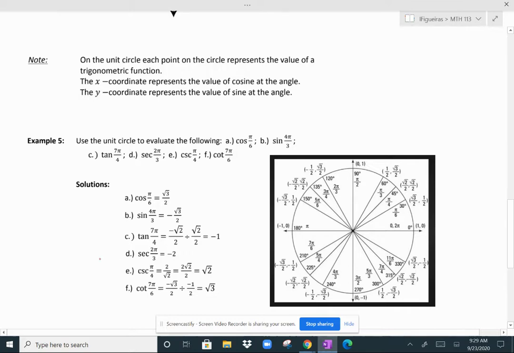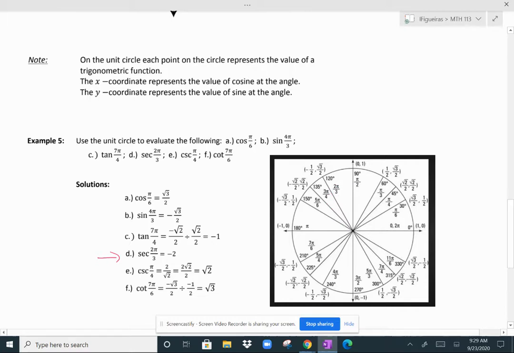Here we have the secant of 2 pi over 3. So 2 pi over 3 is in quadrant 2. Secant is the reciprocal of cosine. So the reciprocal of -1/2 is -2. And it also has a reference angle of 60 degrees. So you could also get it from the 30, 60, 90 triangle.